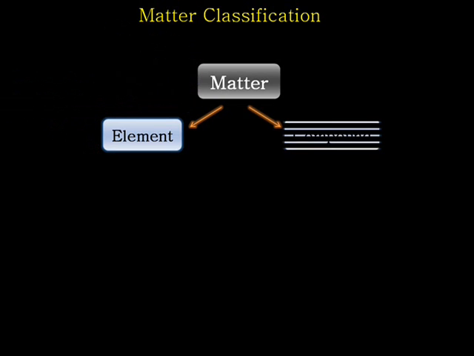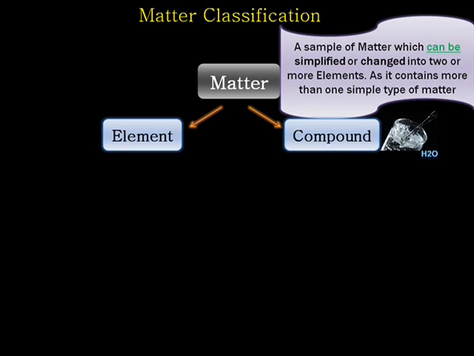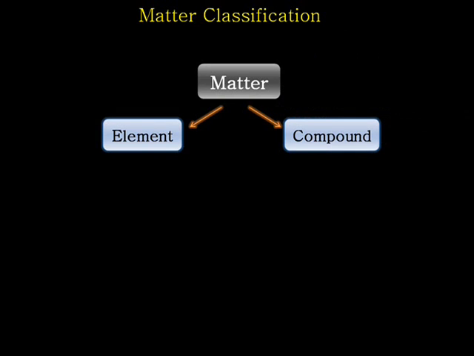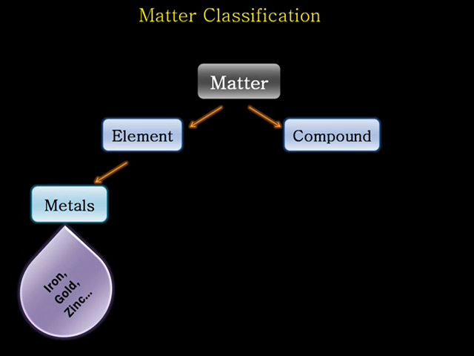The next type of division is a compound. This is the type of matter which can be simplified or changed into 2 or more elements. This is because it contains more than just one simple type of matter. The example we can talk about here is water. It has 2 parts of hydrogen and 1 part of oxygen. Hence, it can be broken down into hydrogen and oxygen. Pretty simple, isn't it? Now elements are further divided into metals, examples being iron, gold and zinc, etc.